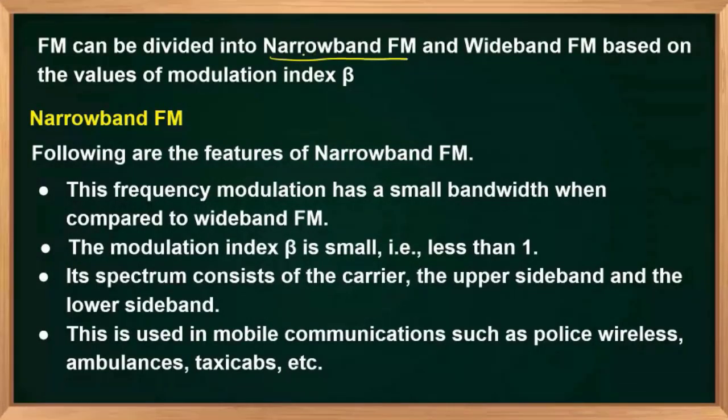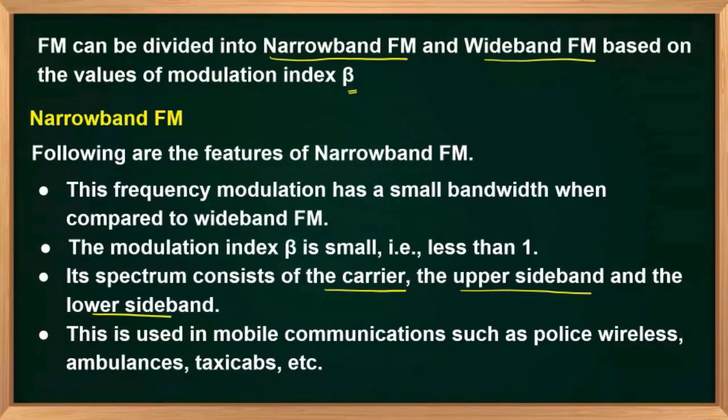Narrowband FM, as the name indicates, has lower bandwidth. And the second one is wideband FM, where the bandwidth of FM is much greater. So the modulation index determines the bandwidth of the FM signal. Therefore, for narrowband FM, beta is a very small value, usually less than 1. So in narrowband FM, the bandwidth is small, beta is small, and the spectrum consists of the carrier and the two sidebands, the upper sideband and the lower sideband.